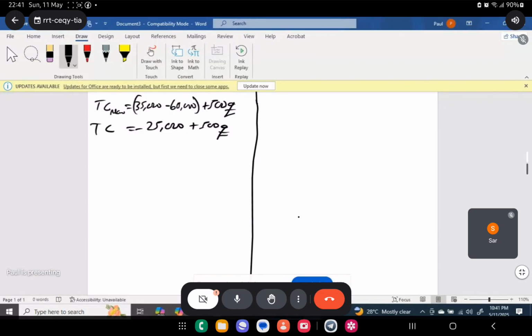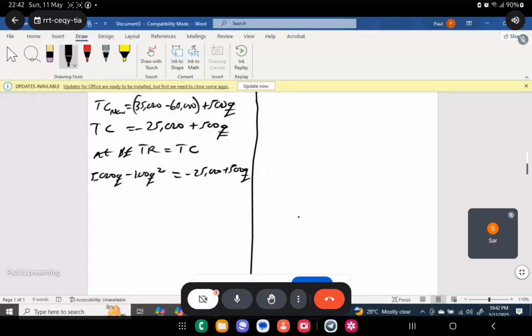So if this is the new total cost function, we know that at break even, total revenue is equal to total cost. So we equate the two. So we know our total revenue to be 5,000Q minus 100Q squared being equal to what? Our new total cost. So from here we bring everything to one side so that we equate it to 0, then we use the quadratic equation formula.